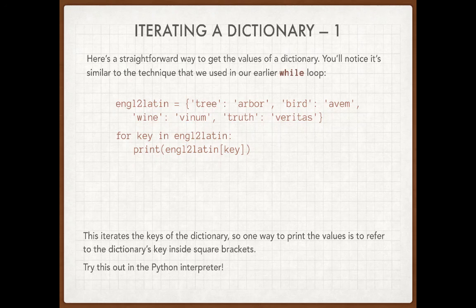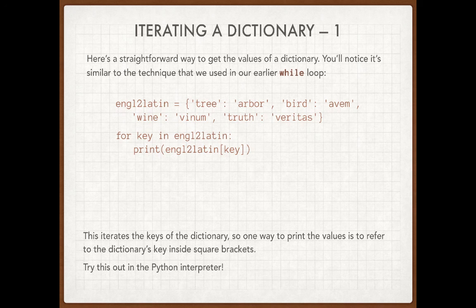So here's one straightforward way to get the values out of a dictionary. This is really similar to what we did when we were playing with a while loop a little bit earlier. Here I've got my English to Latin dictionary defined just as we did before, and now you'll notice that I'm using a for loop, but we know that for and the in operator only look at the keys of a dictionary. So I've made a temporary bucket here called key.